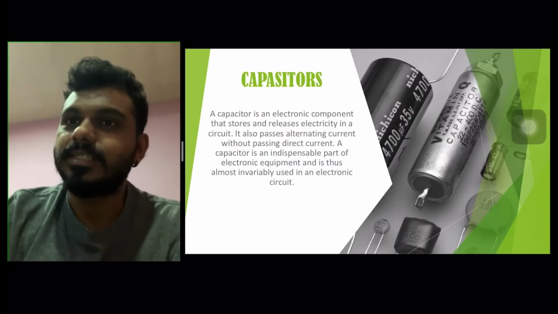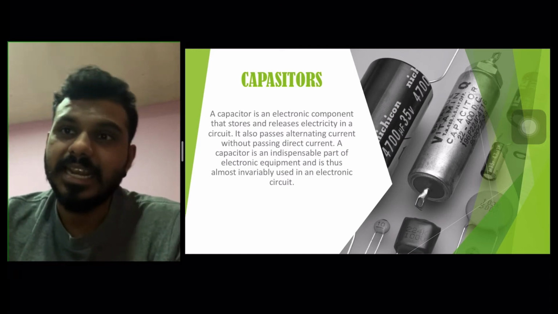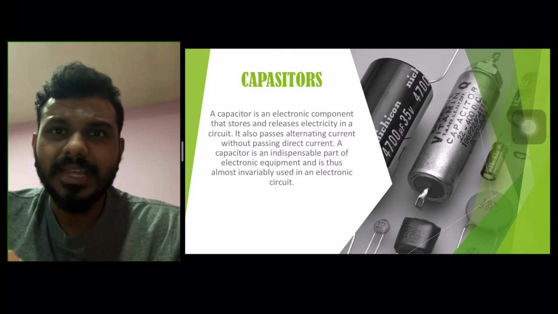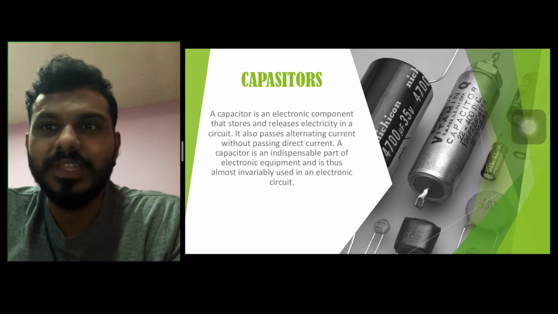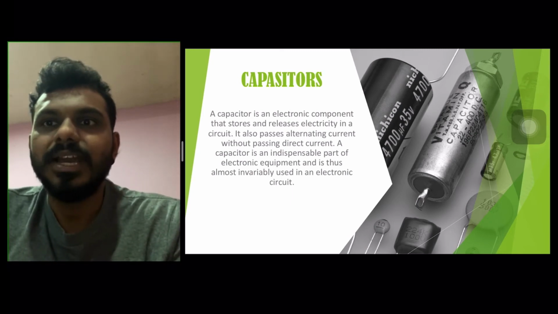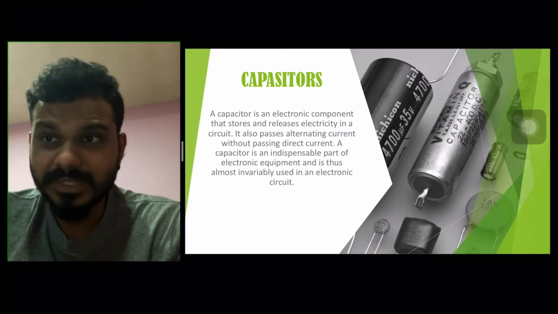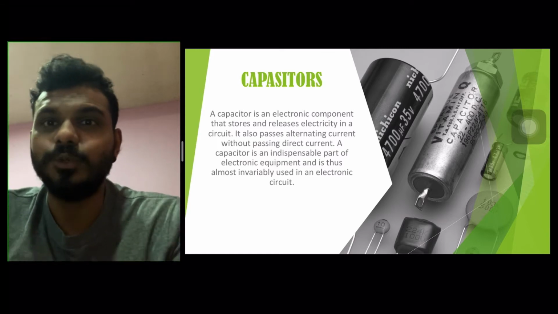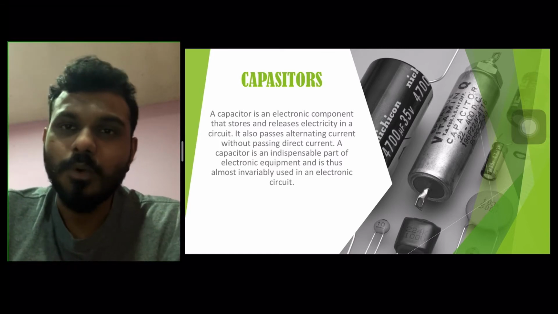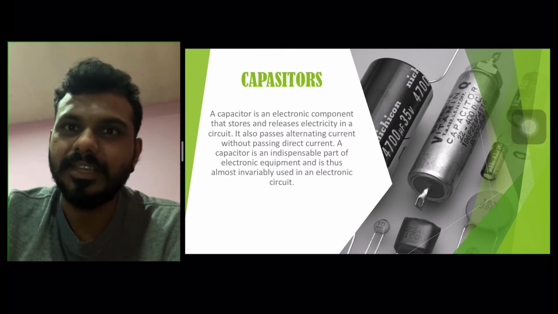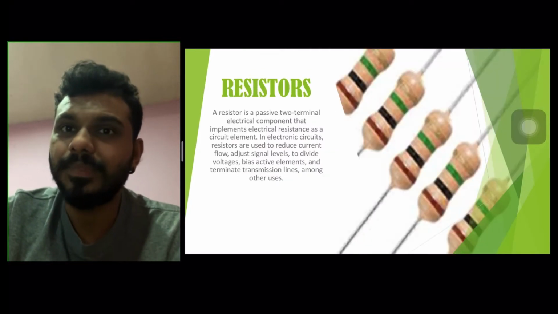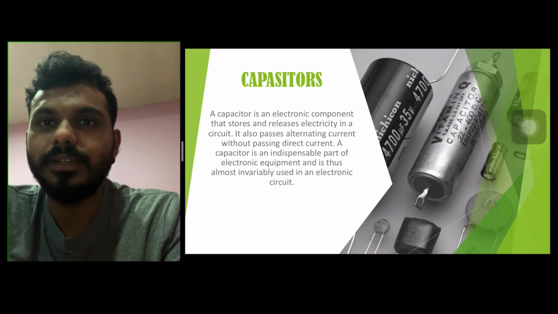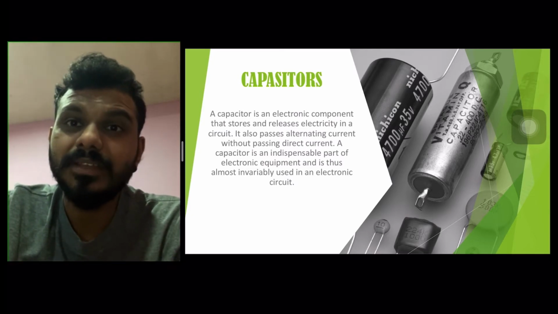First is the capacitor. The capacitor is an electronic component that stores and releases electricity in a circuit. It also passes alternating current without passing direct current. A capacitor is an indispensable part of electronic equipment and thus almost invariably used in electronic circuits. Most of the circuits use capacitors, and capacitors are the main thing in our project.